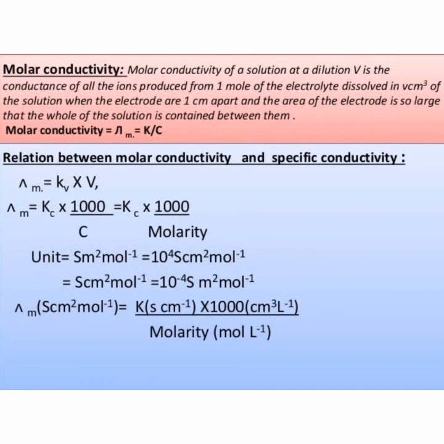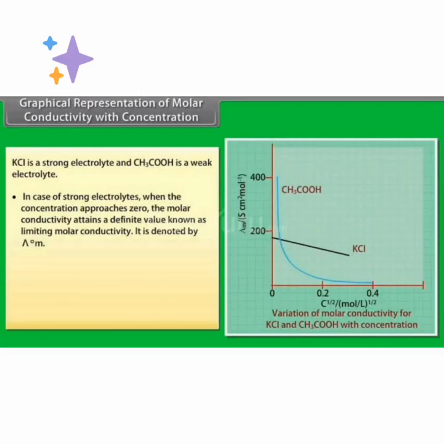Next is the molar conductivity. Molar conductivity, or lambda M, of an electrolyte solution at a given concentration is the conductance of all the ions formed from 1 mole of the electrolyte kept between two electrodes at a distance of unit length. Okay, then the general representation is lambda M equal to 1000 K by M, where M is the molarity of the solution.